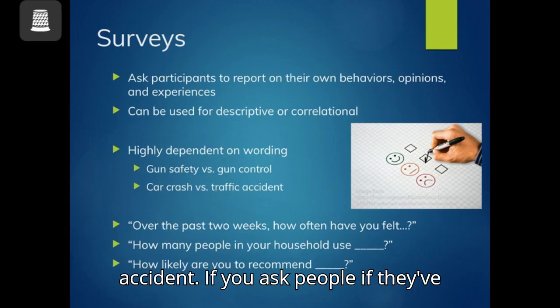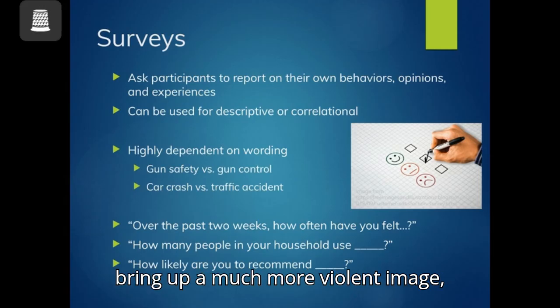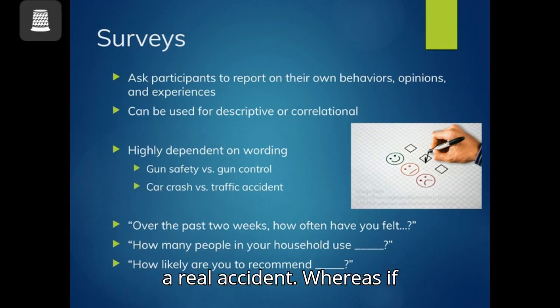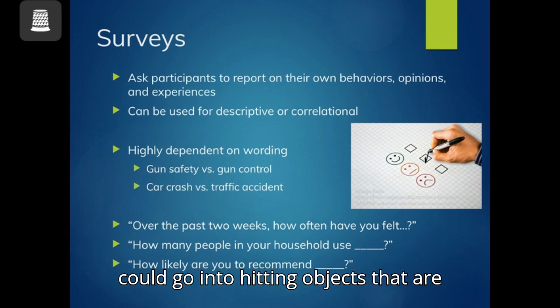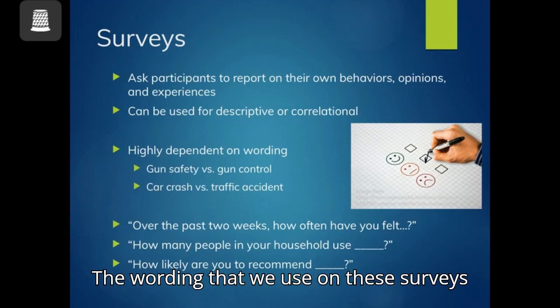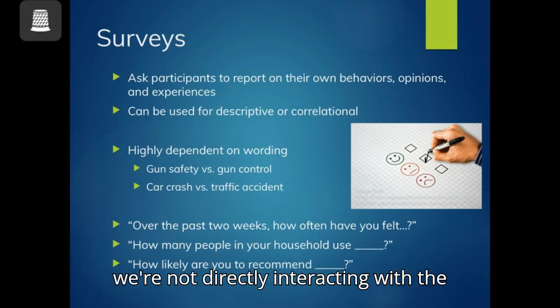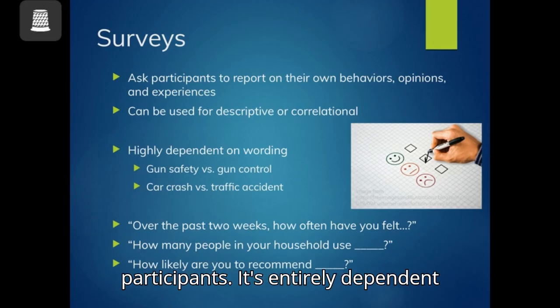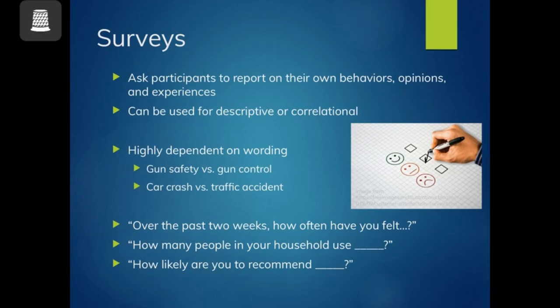We can also see this example in car crash versus traffic accident. If you ask people if they've ever been in a car crash, that's going to bring up a much more violent image, so a real accident. Whereas if we talk about a traffic accident, that might go more into fender benders, that could go into hitting objects that are not cars, things like that. So the wording that we use on these surveys is really important, especially because we're not directly interacting with the participants. It's entirely dependent on the wording that we choose in the surveys.